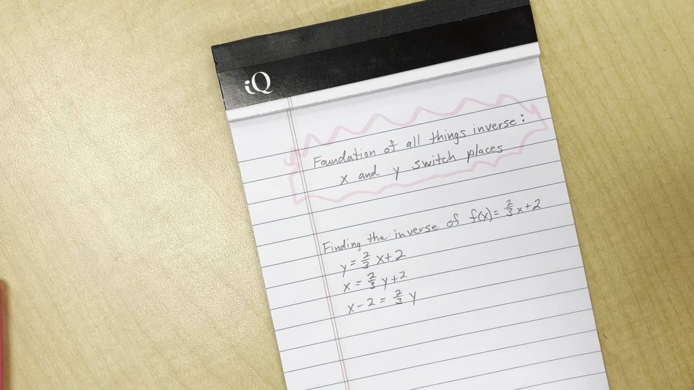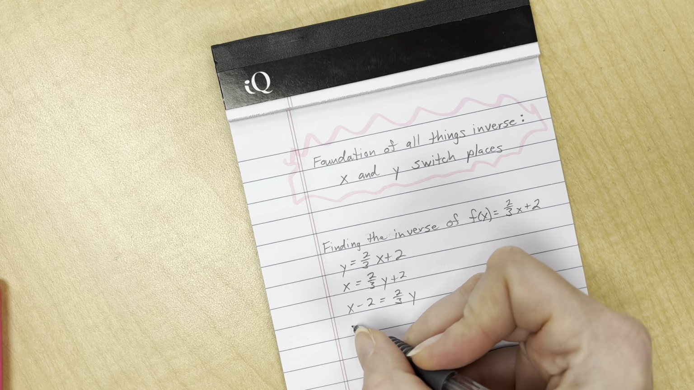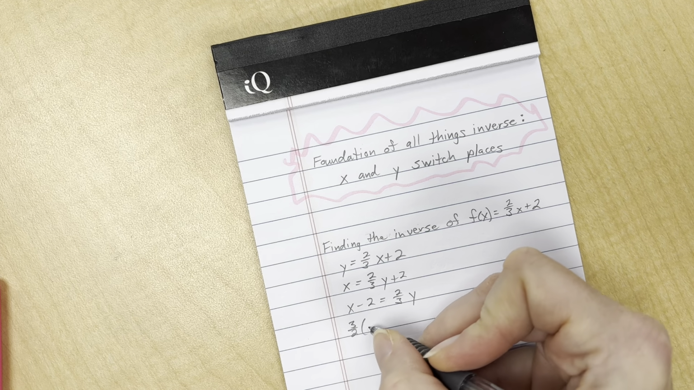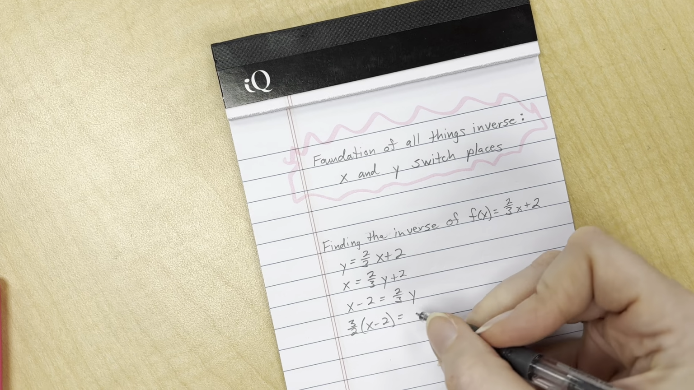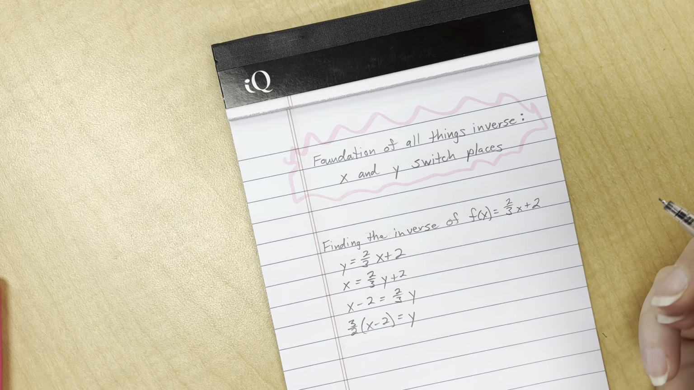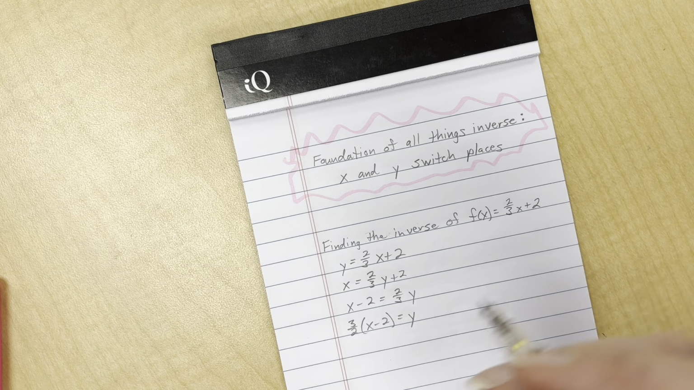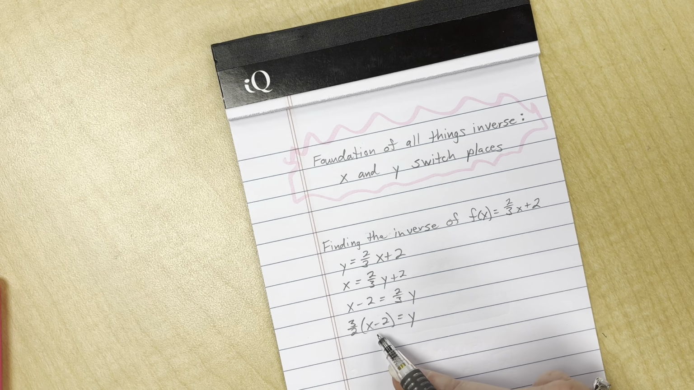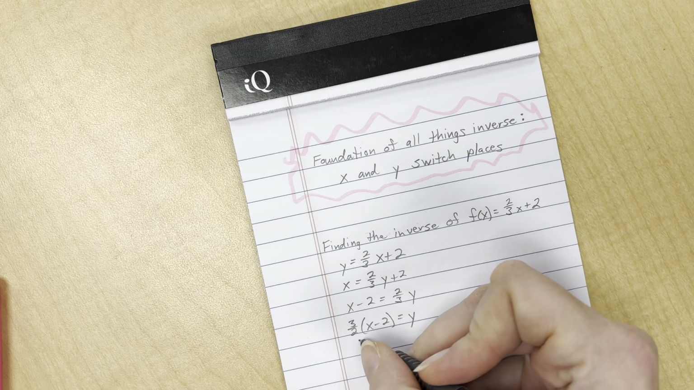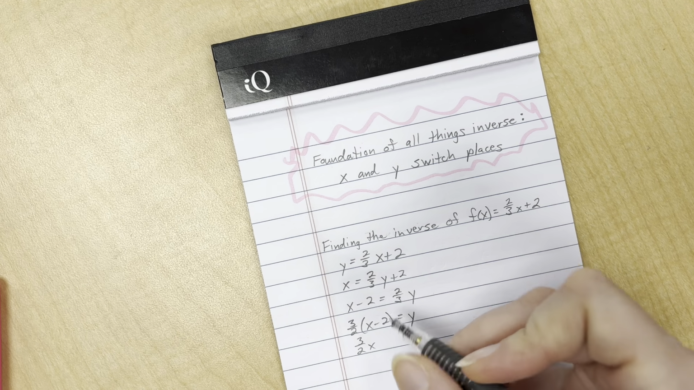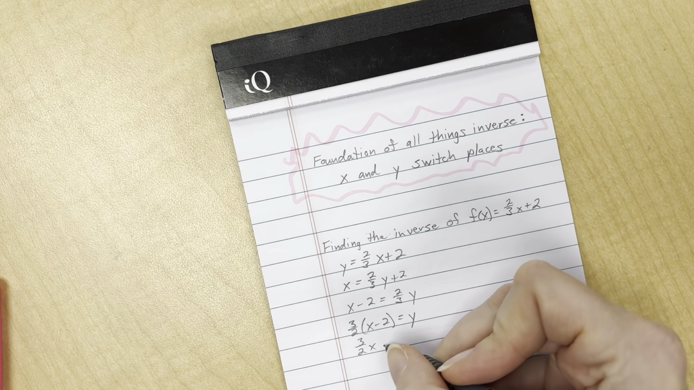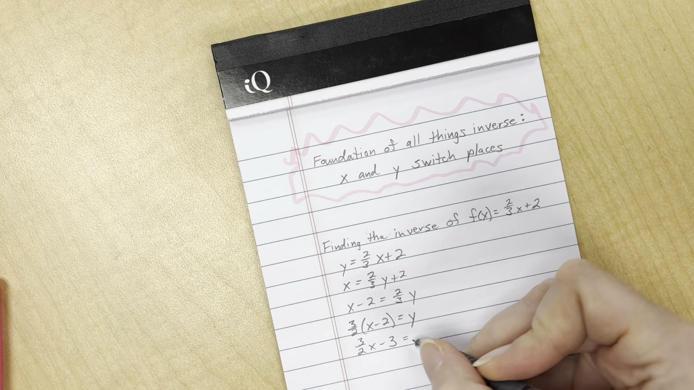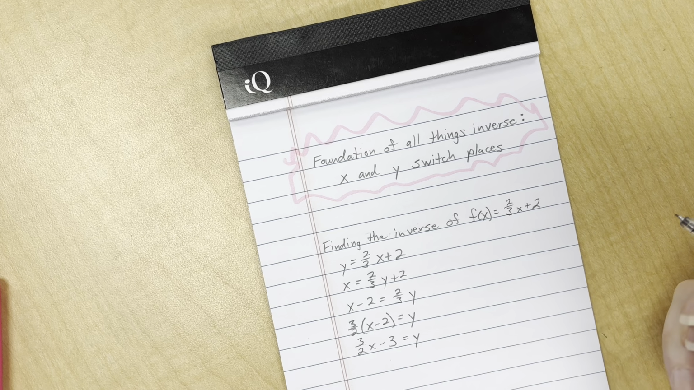So if we multiply both sides by 3/2, we get 3/2 times x minus 2 on the left. And on the right, when we multiply by 3/2, it cancels with the 2/3, and there is the y by itself. I do want to do a little bit of simplifying here, a little bit of cleanup. Let's distribute. 3/2 times x is 3/2 x, and 3/2 times -2, times 2 divided by 2, that's just a minus 3. Ladies and gentlemen, that is my new function.